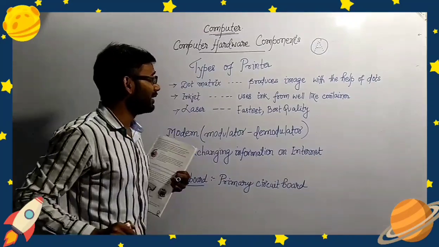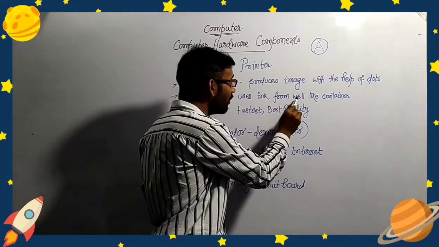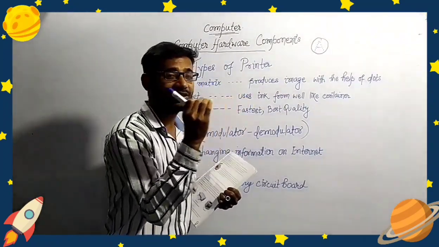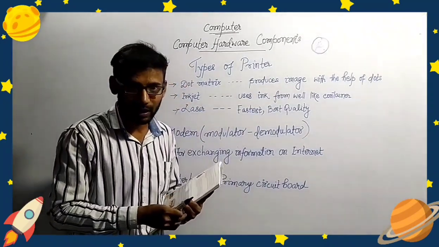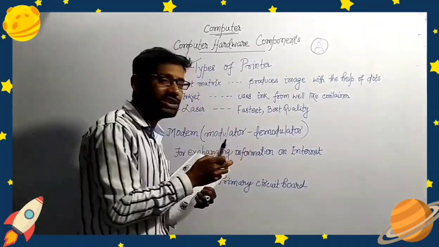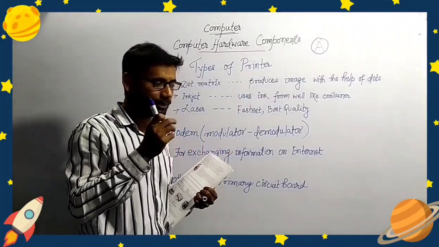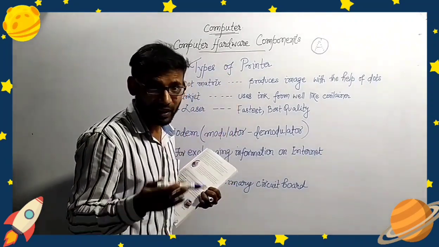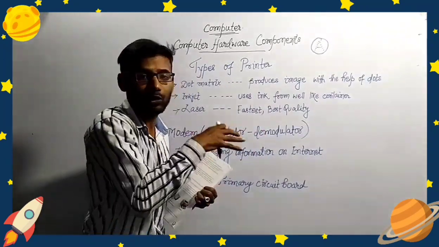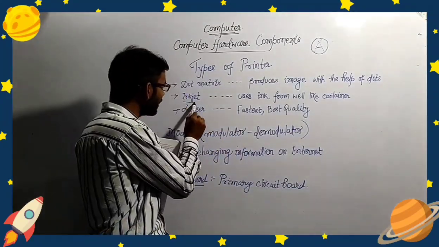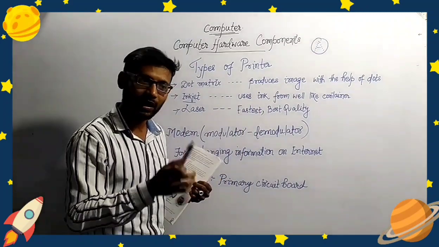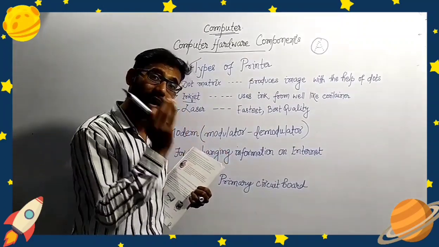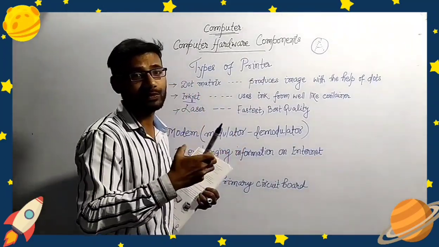Inkjet printer. An inkjet printer uses ink from a well-like container. A well-like container means a small, circular tank-like structure which contains ink. That ink is sprayed properly so that the image it wants to present could be produced. So basically, an inkjet printer uses ink from a well-like container and sprays it in a very specific pattern so that the desired result is achieved.